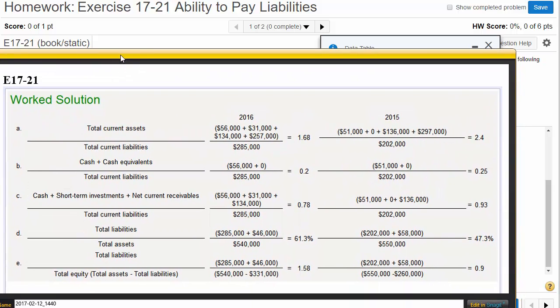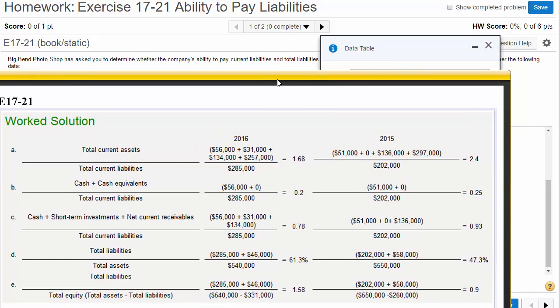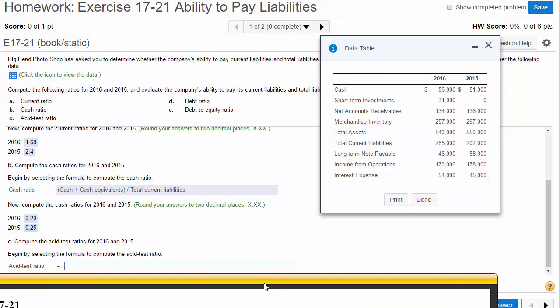And then if you like to see the numbers spread out, here's what we just did. Cash and cash equivalents: we had no cash equivalents in either year, so we have 0. And divide by current liabilities. So again, we want this to be a high number, and again, it got worse.